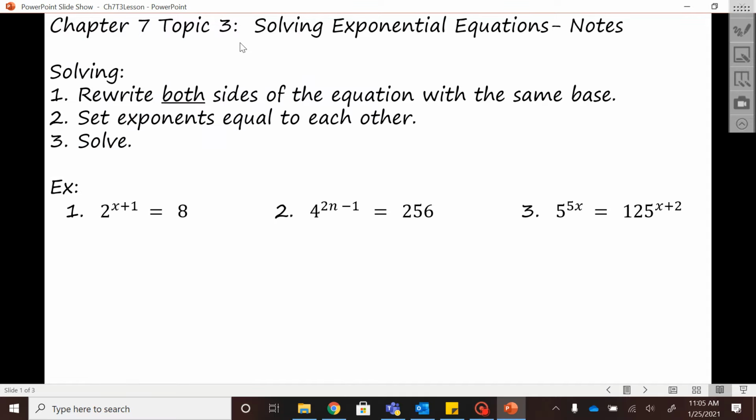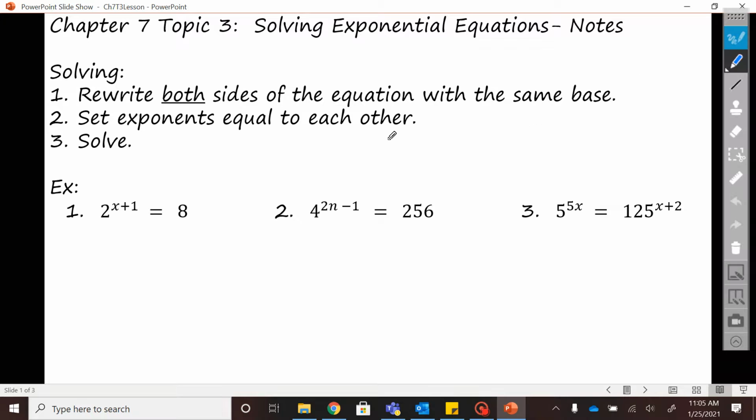Alright, so we've been looking at exponential functions. We looked at how to graph them, and today we're going to look at how to solve them. Alright, so Chapter 7, Topic 3, Solving Exponential Equations.